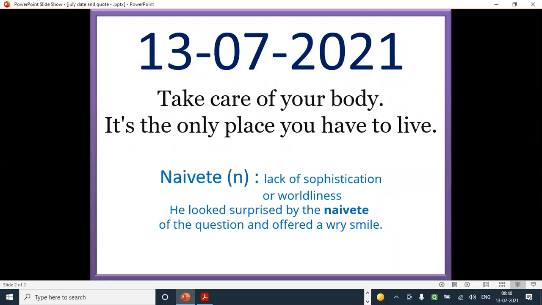Today's word is naivete, lack of sophistication or worldliness. You can say the state of being naive. He looked surprised by the naivete of the question and offered a wry smile.